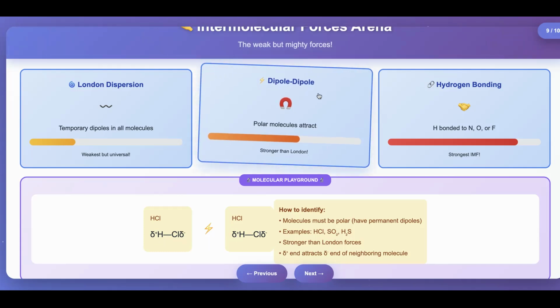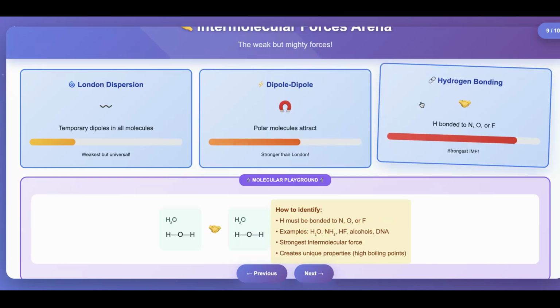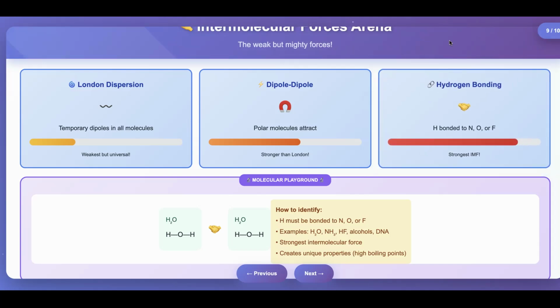If the molecule has a dipole-dipole and one of its atoms is hydrogen, linked to a nitrogen, oxygen, or fluorine, this is the hydrogen bonding type and it is the strongest one. Again, don't be afraid. I'm going to explain this perfectly in the intermolecular forces video that's made only for that.